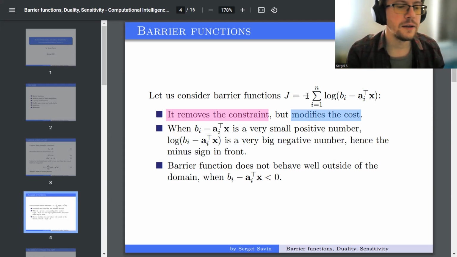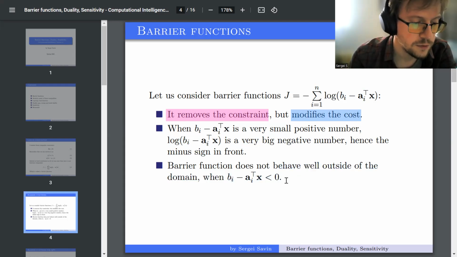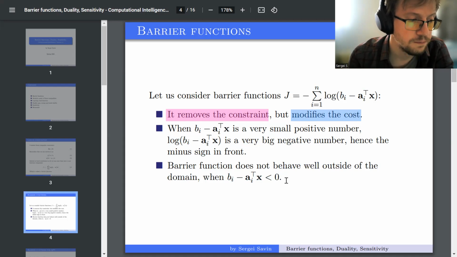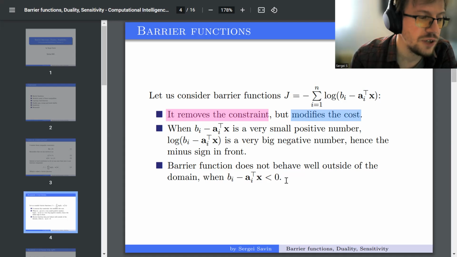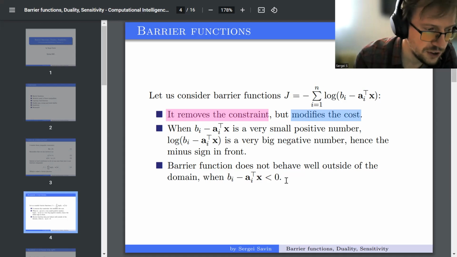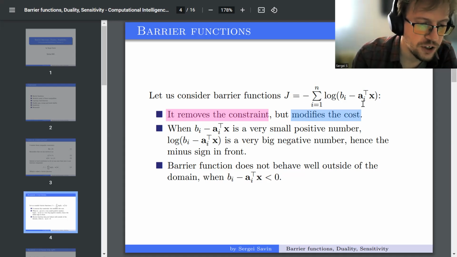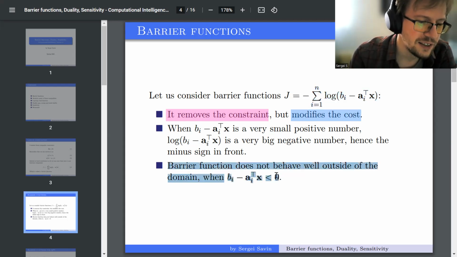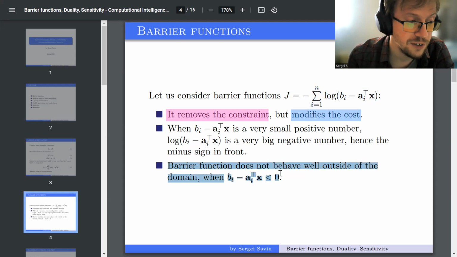All right. And barrier functions would not behave well outside of the domain, right? So you have to use an extended barrier function or do something else. So if you're going to use barrier functions by yourself, you have to consider this property. The barrier functions are not well behaved outside of the domain.